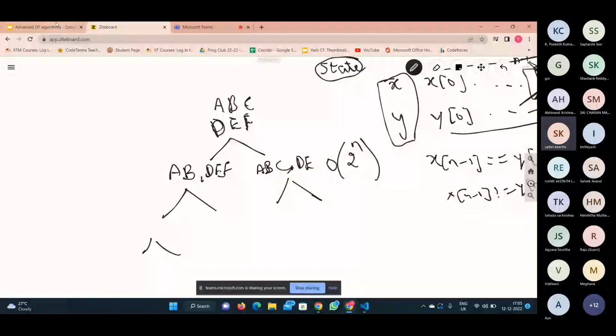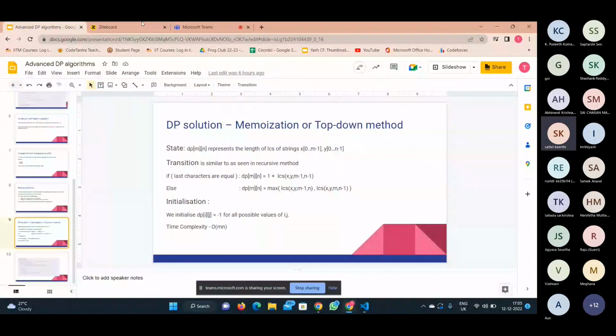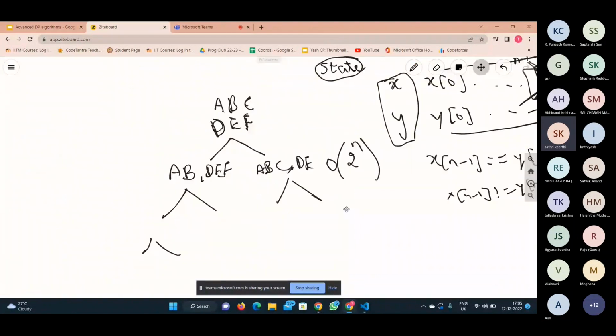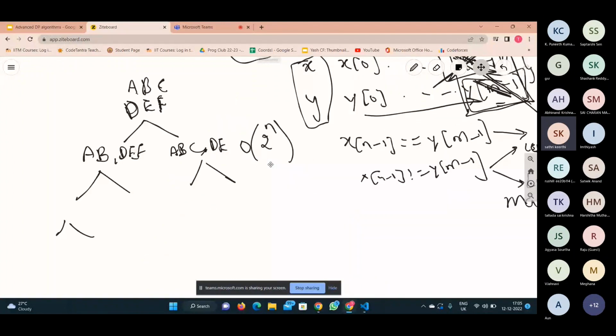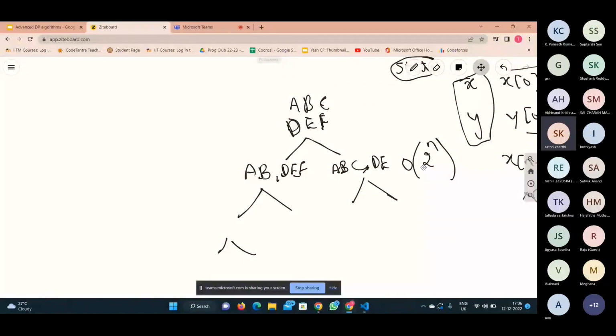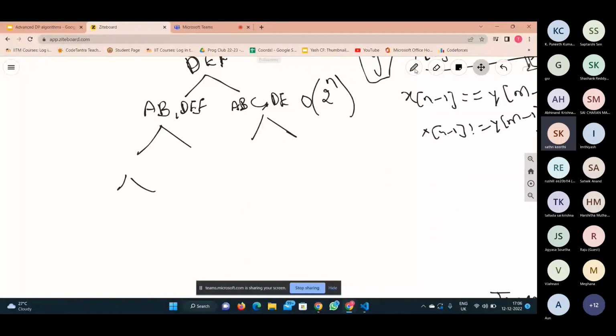Next, DP solution. Let's continue this graph so that we have a better observation on why we need a DP solution. A, B, D, E, or A, comma, D, E, F. Here also A, B, comma, D, E, or A, B, C, comma, D.